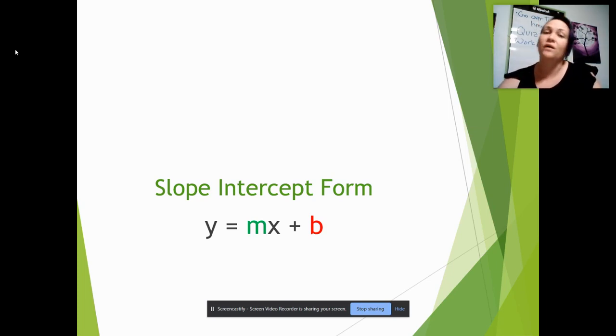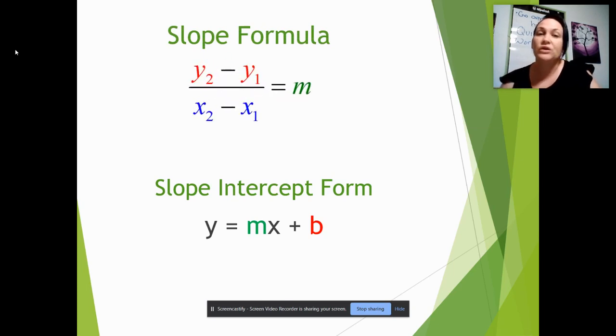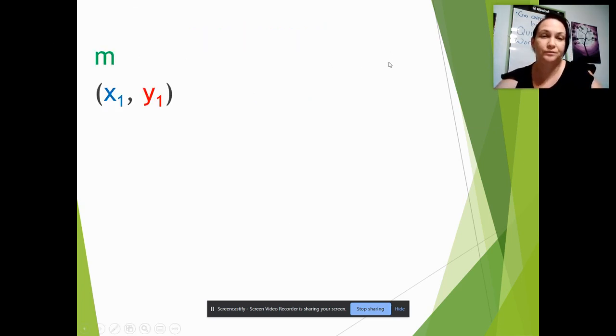We started with our slope formula. So here's a reminder of what the slope formula looks like. You do want to memorize these two formulas because they are the two formulas that we'll be using for our test next week. So earlier this week, we started with our slope formula.